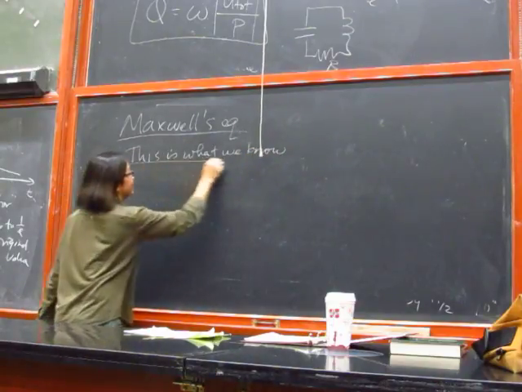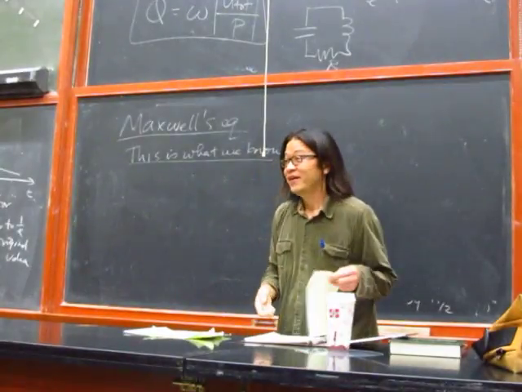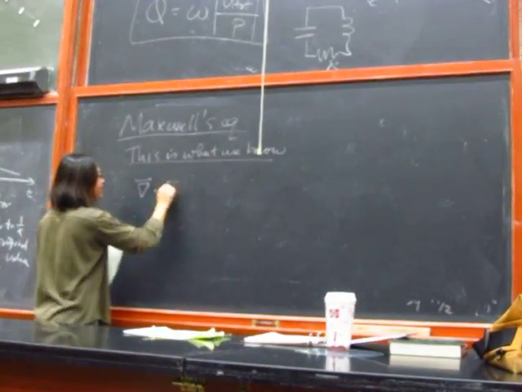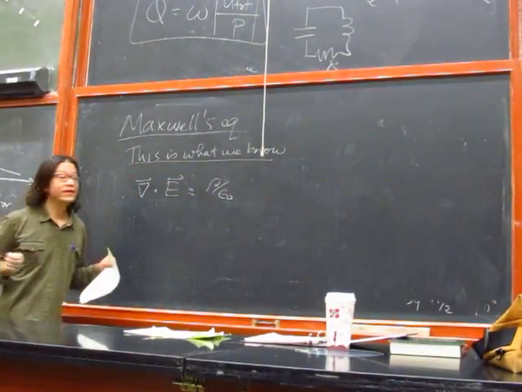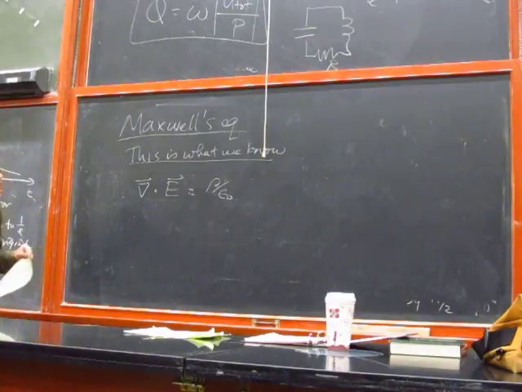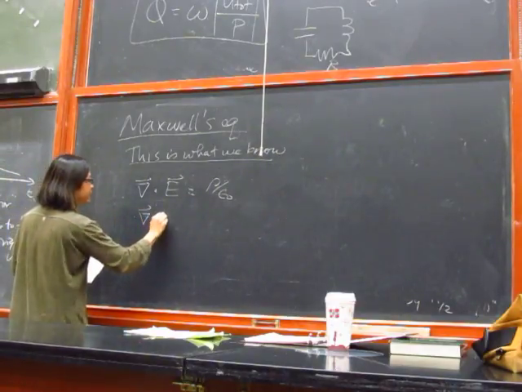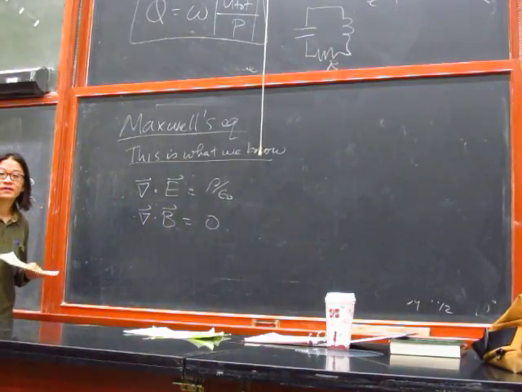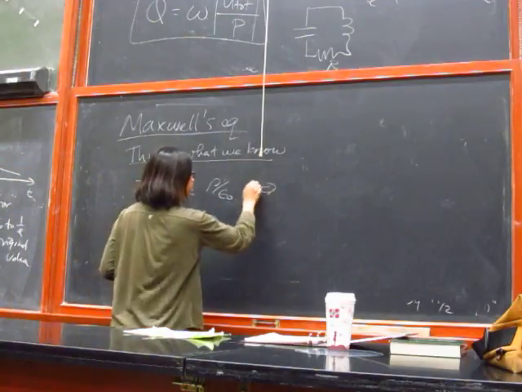So what do we know? In differential form, we know that the divergence of E is rho over epsilon naught. To save time, I'm not going to write the integral form. We also know that the divergence of B is equal to 0. This is Gauss's law.